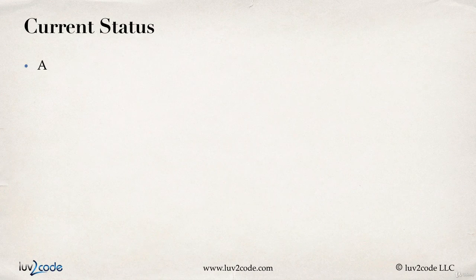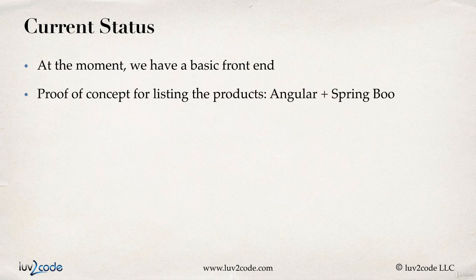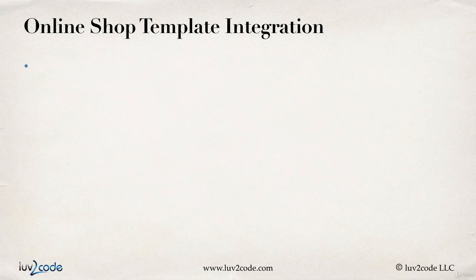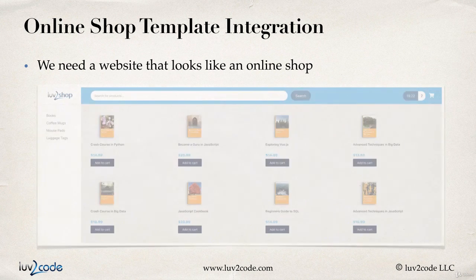Alrighty, so the current status of our application is that we have a very basic front end. It was really just a proof of concept for listing the products to make sure that we could get Angular and Spring Boot working together. So it's really just a table with products, but it's very basic, doesn't look like a real application. And so we actually need more. We need a website that looks like an online shop, more than just a table.